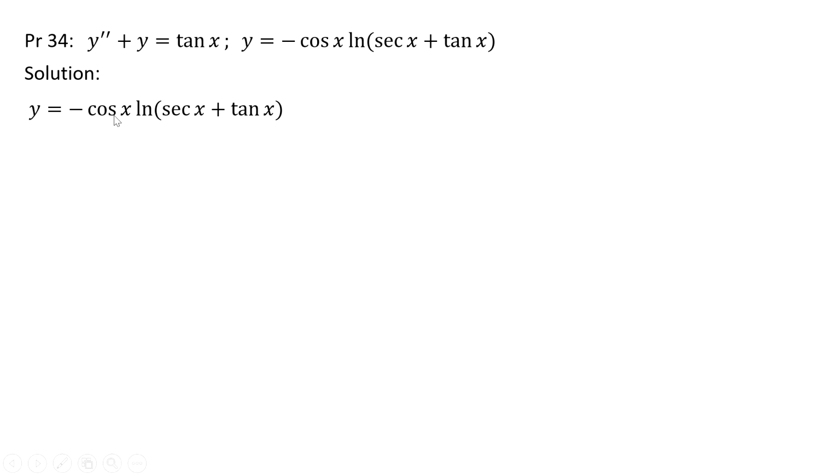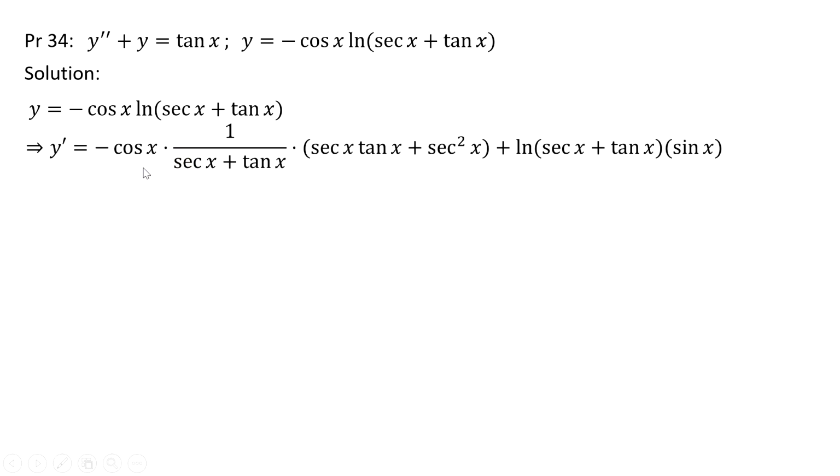Do you agree we need to apply product rule? Negative cosine x, y prime is negative cosine x, the first function, times the derivative of natural log of secant x plus tangent, which is 1 over secant x plus tangent x times the derivative of secant x plus tangent x itself, which is secant x tangent x plus secant square x, plus the second function times the derivative of negative cosine x, which is positive sine x. Cool?